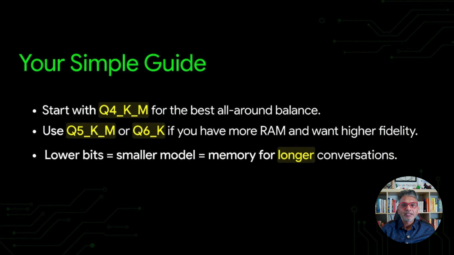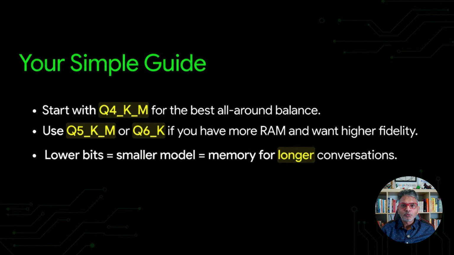Here's your simple guide. When in doubt, start with Q4KM. It's the gold standard for a reason. It offers the best balance of size, speed, and quality for most local AI setups. If you have extra RAM and want better results for coding or detailed writing, move up to Q5KM or Q6K. And remember this: smaller model files do not just load faster. They leave more RAM available for the actual conversation.